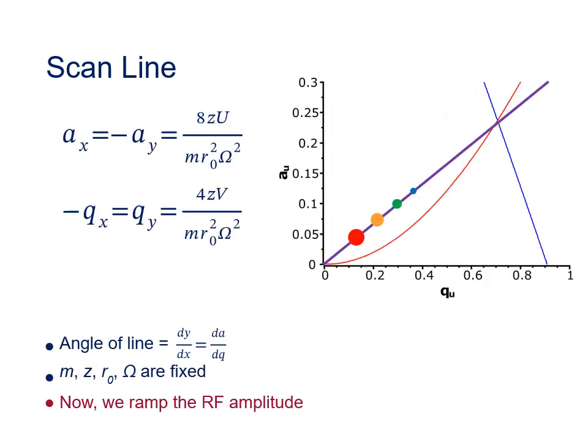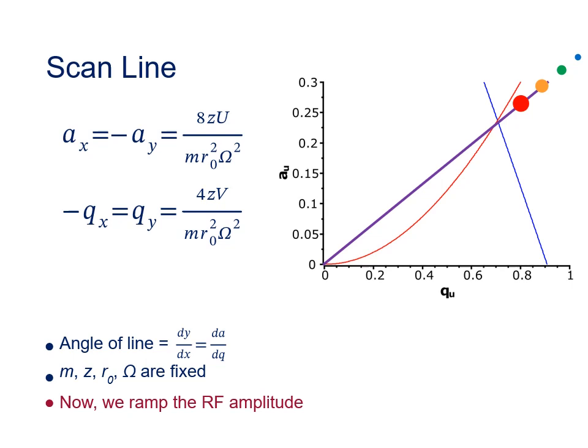So now let's recall what effect this has on ions in the stability diagram. Here are the ions on the scan line at the beginning of the ramp. Now, as we scan the RF, because the A value for every ion is proportional to U, the DC offset, and the Q value for every ion is proportional to V, the RF amplitude, as we increase these together, ions appear to slide up the scan line.